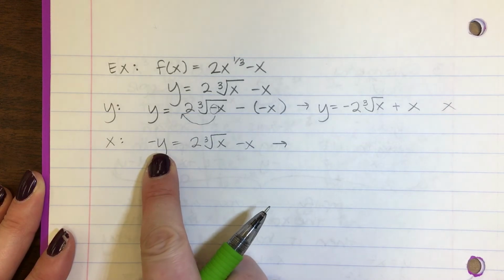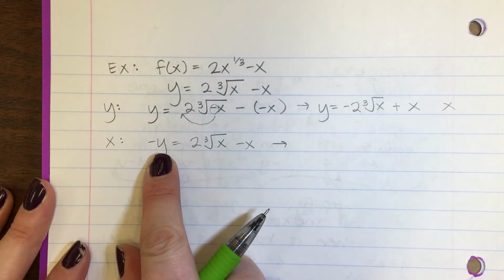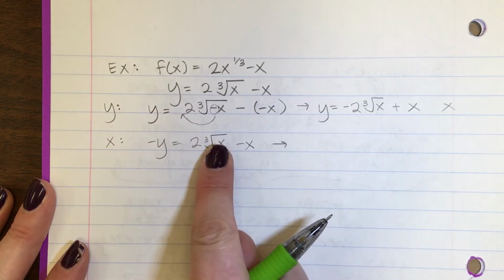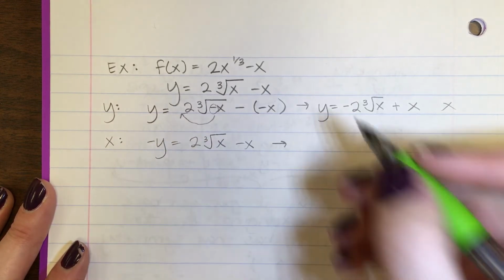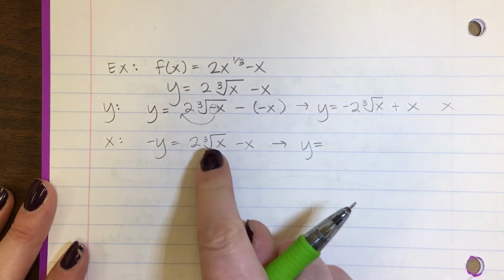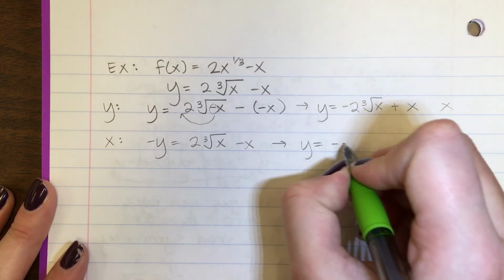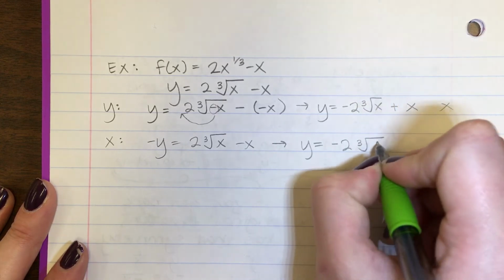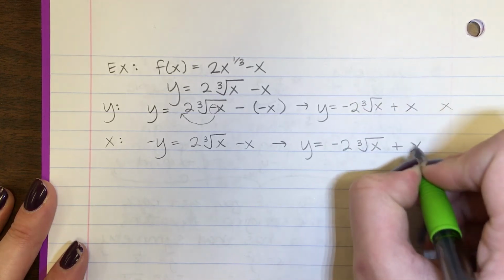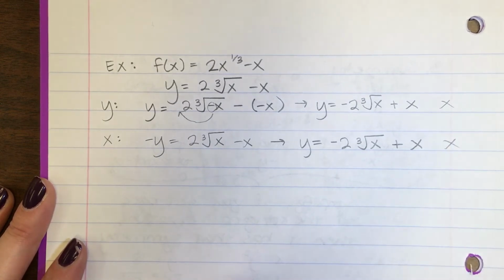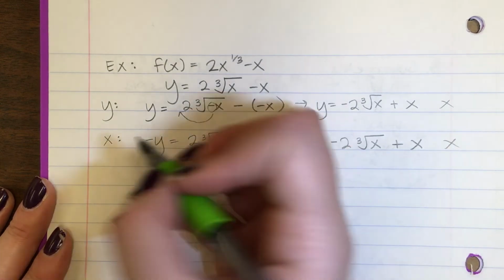Next, I'll go ahead and try symmetry to the x-axis. And I just have the negative in front of the y. So in an effort to make it look like the original, I'm going to go ahead and divide this negative over to the other side. And so what it does is it makes the y positive, but it changes the signs of both of these terms. So negative 2 cube root x plus x. And again, that's not the original, so it's not symmetric to the x-axis.